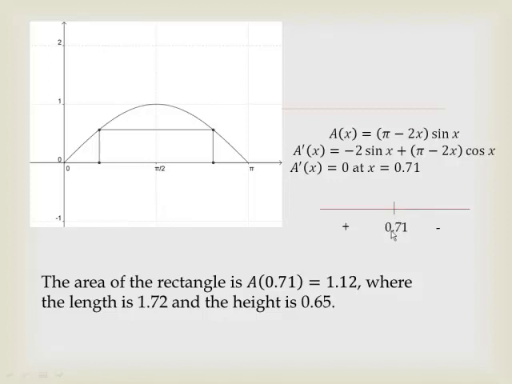Okay? So again, we put 0.71 on our continuum, and on the left side of 0.71, I would get a positive in my derivative, which means that my original function is increasing. And then on the right side, I put in a number past 0.71, and I get a negative. So we can see that because the derivative is going from plus to minus, our original function has a maximum there. Therefore, the area of the rectangle is A of 0.71, which is 1.12. That's the area, where the length is 1.72, and the height is 0.65.